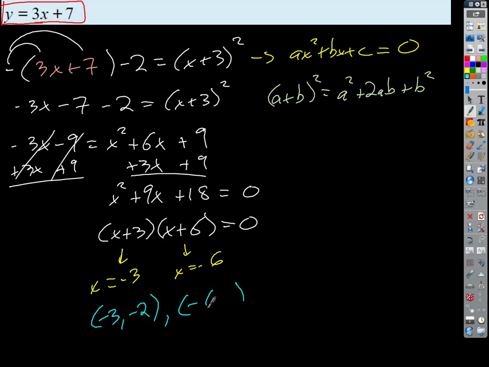Or the other one, if we plug in negative 6, go ahead, Brittany. 3 times negative 6 plus 7, negative 11. So there are our solutions, right?